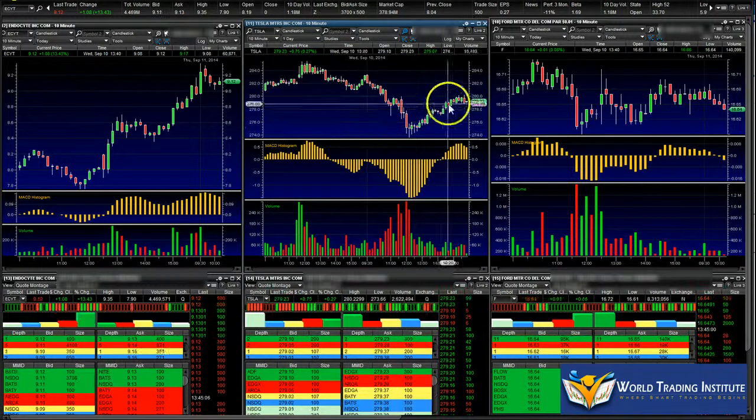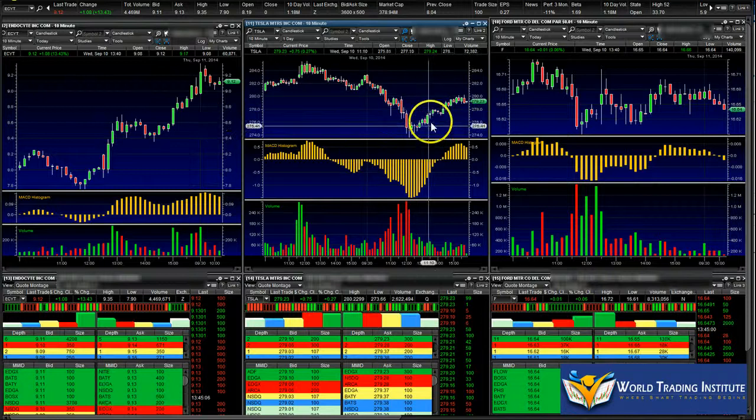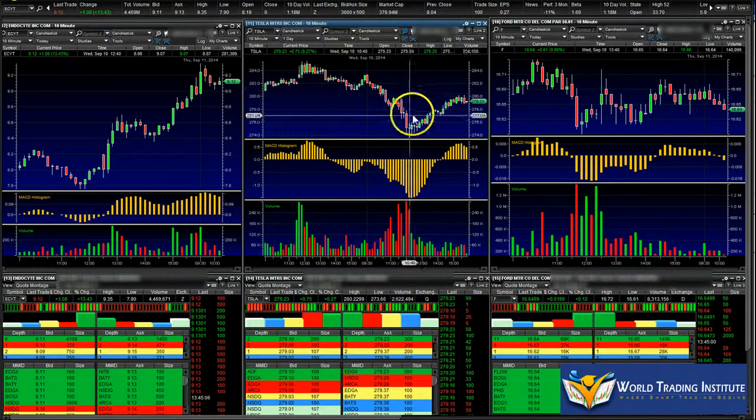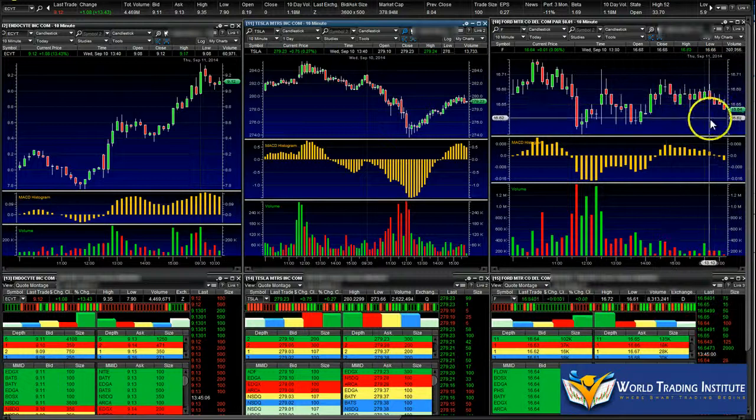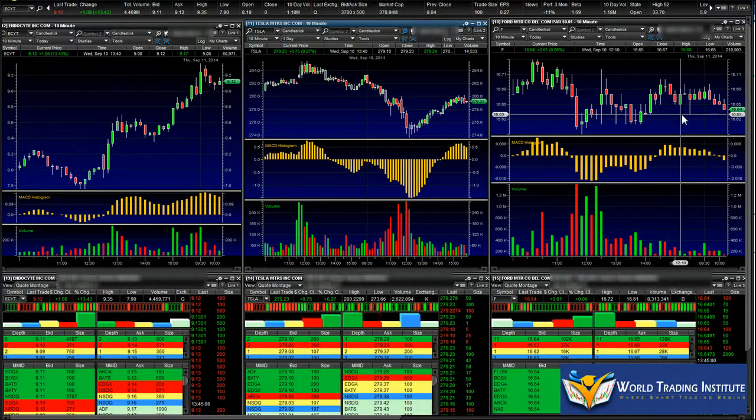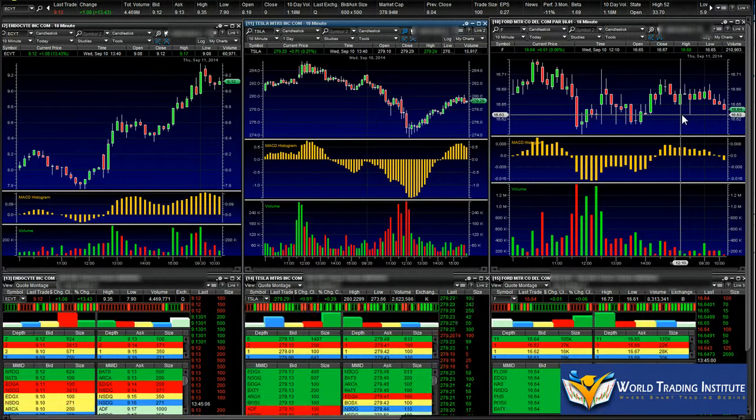Remember, we shorted at 278.60. So it looks like we got some resistance over here. Maybe we should start trailing down. Ford finally was trading sideways. Now it looks like it's trading downwards. So it seems like a lot of everything's going our way right now.